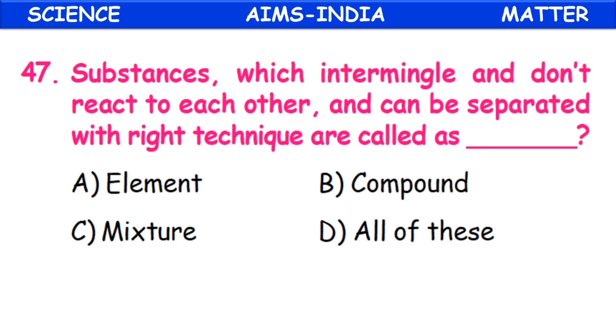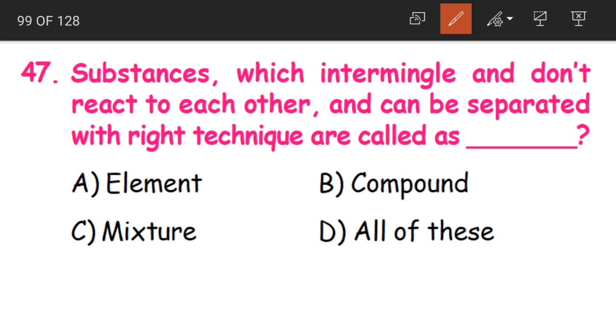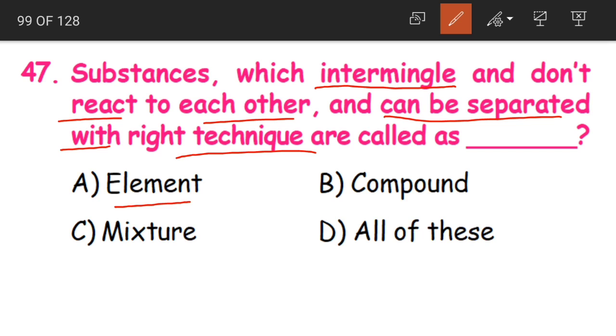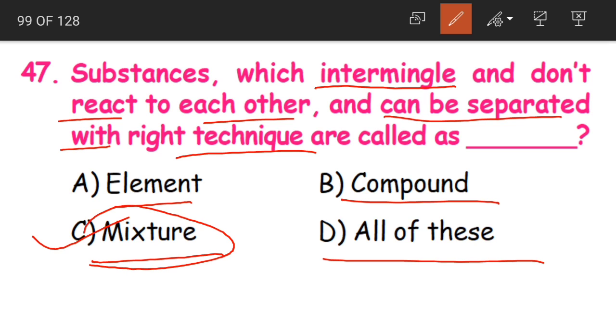47th one, substances which intermingle and don't react to each other and can be separated with the right technique are called as... Substances which are going to mingle with each other and they don't react to each other, okay, and can be separated with the right technique. So they can intermingle and they do not react with each other and can be separated with the right technique are called as element, compound, mixture, all of these. So what is that? It is mixture. In the name only you are having mixture.